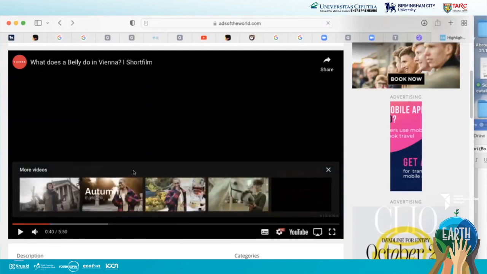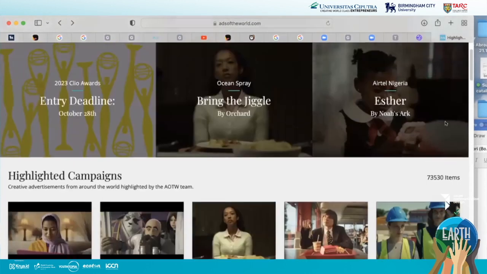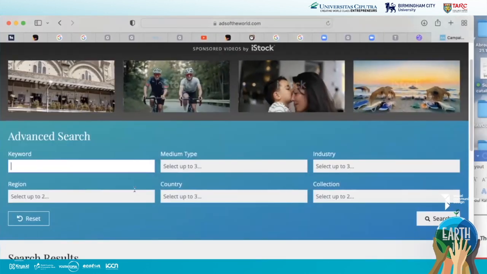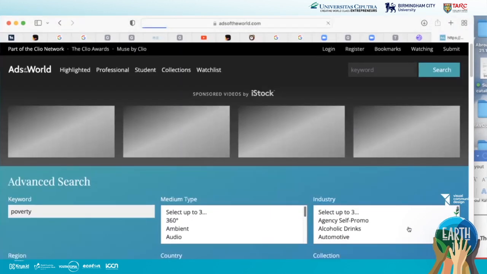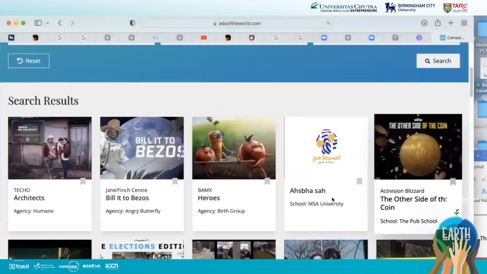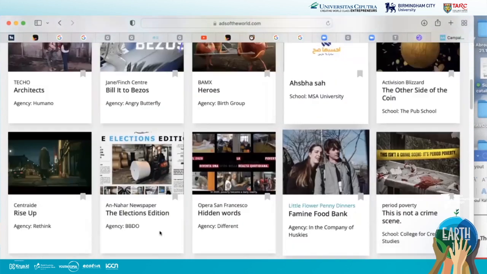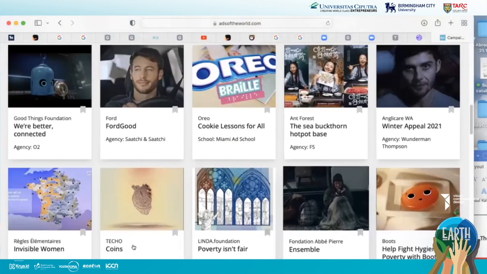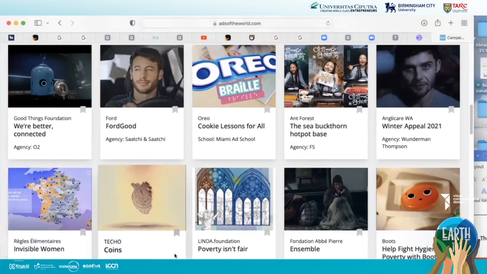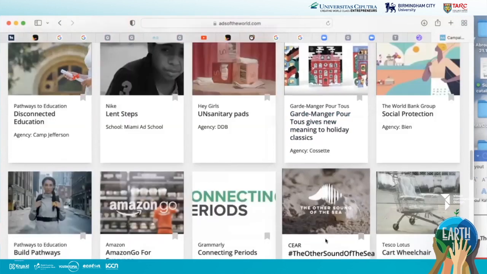But what you can do with this website is type in a keyword on its own, say poverty, and leave the country blank, any country. Suddenly these are all the things that deal with poverty. This is a student one from a school, MSA University. This is an agency, BBD, a British agency. These are all about poverty in different countries. That's an important part. You can specify. This looks like it may be France, and you just click on them. Sausage roll campaign.